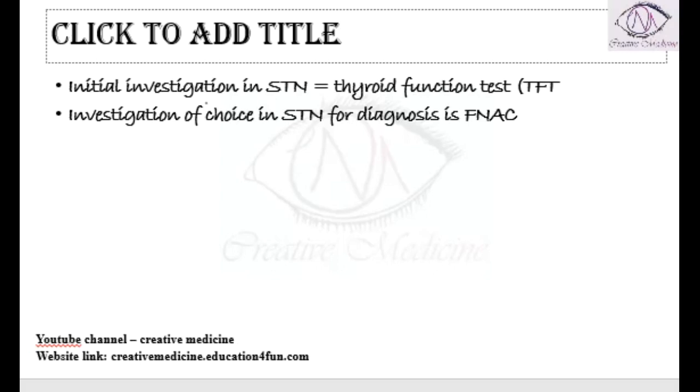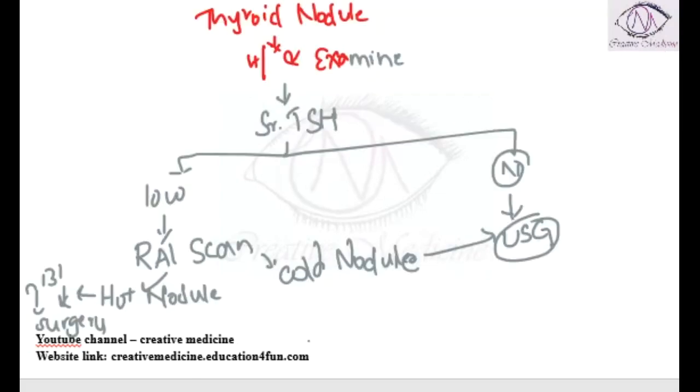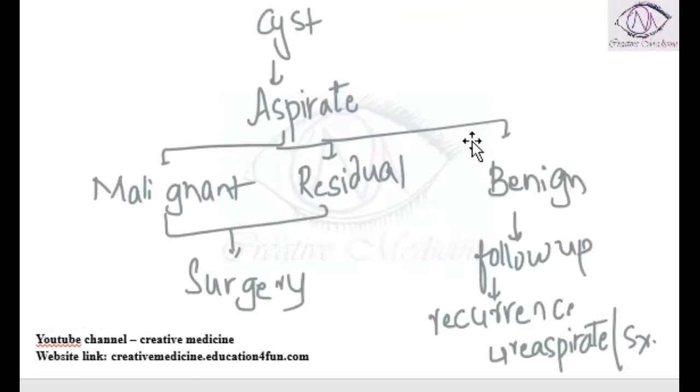So if there is a thyroid nodule and you suspect that it is malignant, then in such cases it is better to do a surgery. Total thyroidectomy is done if you suspect that it is a malignant tumor.